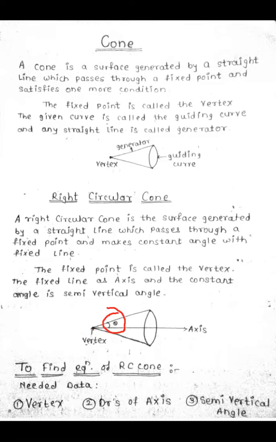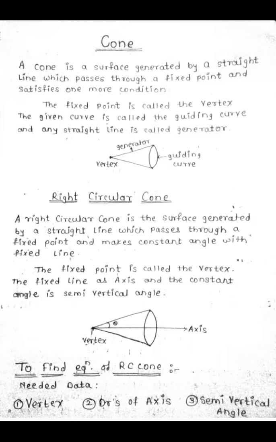To find the equation of right circular cone, we require three data, let us say point-wise. The first is the vertex, that is a fixed point, through which the axis passes. Second, we require the direction ratios of the axis. Third, we require the semi-vertical angle. If these three pieces of information are given, then you can find the equation of the right circular cone.